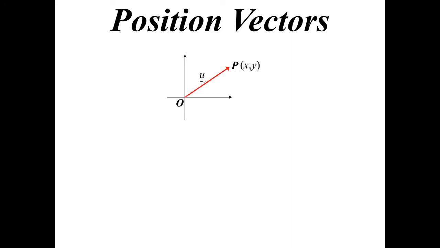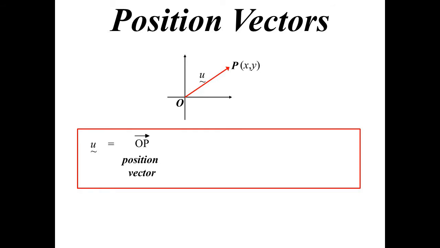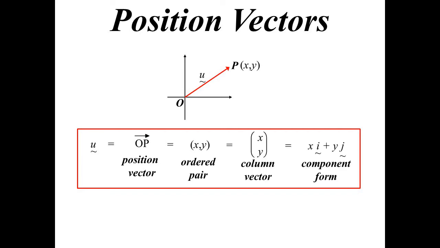You recall from when we looked at vectors last year, we could have a position vector, where x, y are the coordinates, but we call that a vector. I'm calling it u. So OP would be the position vector. (x, y) is the ordered pair or the coordinates, and I could write it as a column vector. Now in component form, the horizontal component would be x and the vertical component would be y.